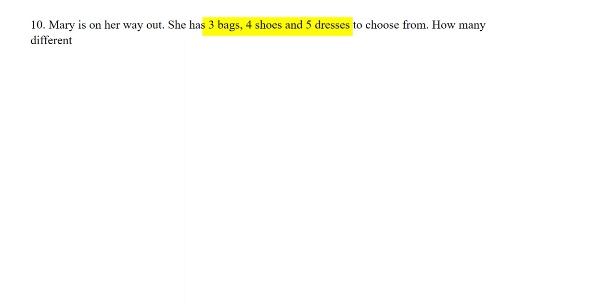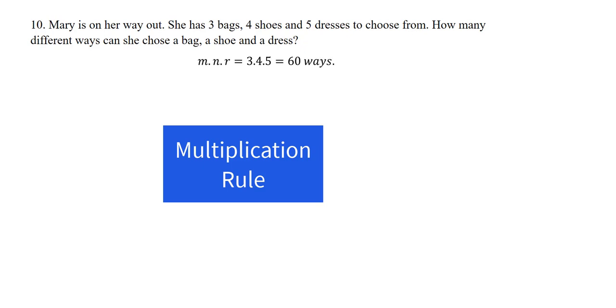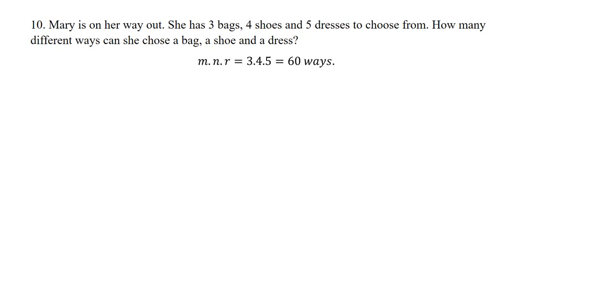The next problem says Mary is on her way out. She has 3 bags, 4 shoes, and 5 dresses to choose from. How many different ways can she choose a bag, a shoe, and a dress? In this case, we are going to be using the multiplication rule. She has 3 ways of choosing a bag, 4 ways of choosing a shoe, 5 dresses to choose from. So when we take the product, we get 60.